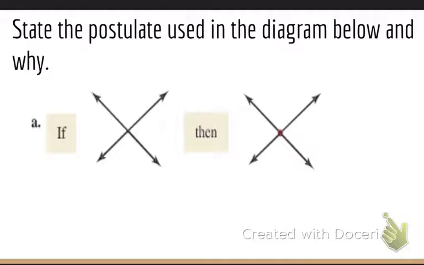It's kind of hard to see on yours because it's not a colored print, but there's a red point where those 2 lines are intersecting. So what postulate did we just look at or read about? The line intersection postulate. So that's the postulate, and you're explaining why, but that postulate does explain why. If 2 lines intersect, then they intersect at exactly 1 point, and that's what's happening in the diagram. So we would just want to say 2.3, line intersection postulate. Okay.